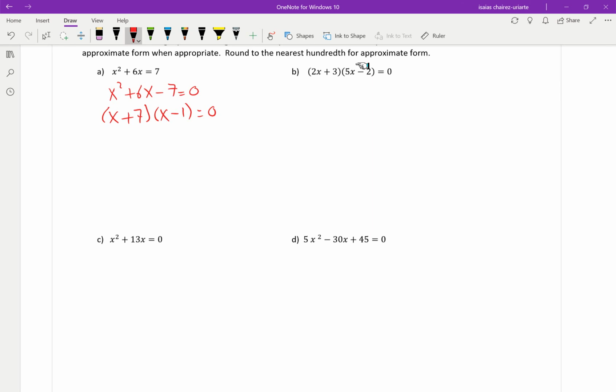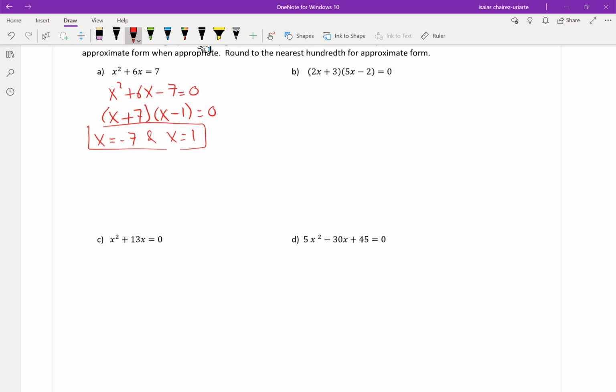You can always check if it's true. So x times x, that's x squared. X times negative 1, that would be negative x. And then plus 7x, well, that's going to give me 6x. And then 7 times negative 1 is negative 7. So I have answers x equals negative 7 and x equals 1. Okay, so I used factoring for that one. You could have used whatever other method though.